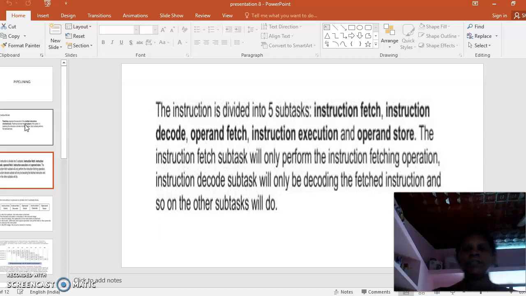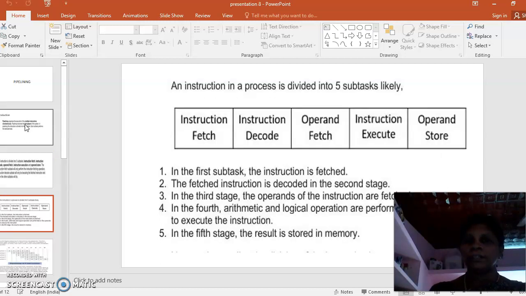The instruction is divided into 5 subtasks: instruction fetch, instruction decode, operand fetch, instruction execution, and operand store. The instruction fetch subtask will only perform the instruction fetching operation. The instruction decode subtask will only decode the fetched instruction, and the other subtasks work likewise. So the instruction in a process is divided into these 5 tasks.